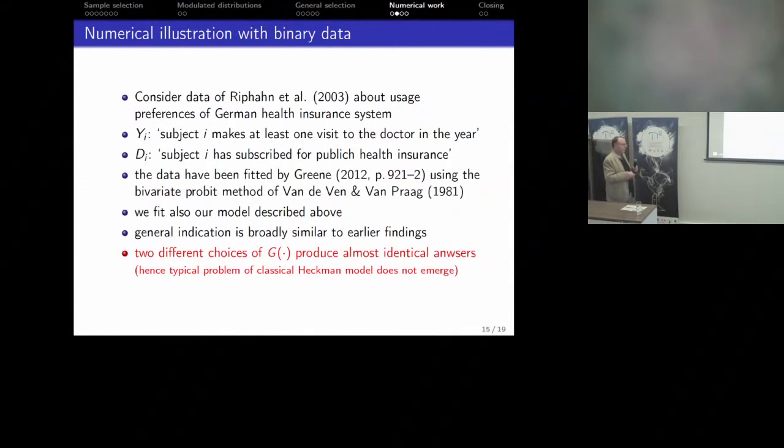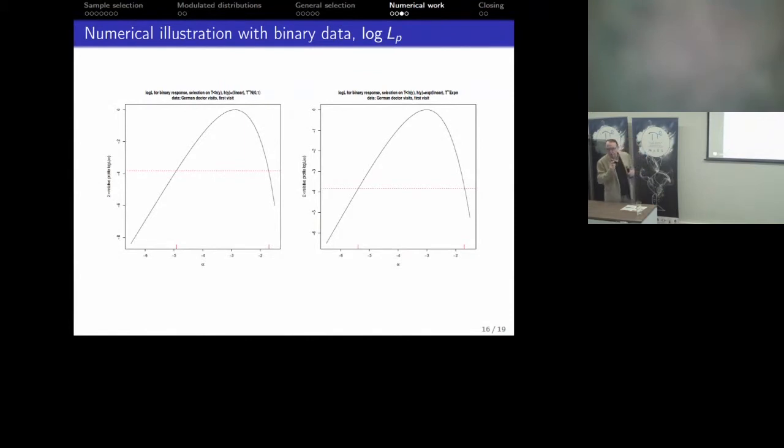Then, another indication connects to the previous remark that the Heckman model is very sensitive to the assumptions on the underlying selection mechanism. So here we try two different assumptions on the selection mechanism. A couple of slides before I said instance A, instance B. There were two different assumptions.